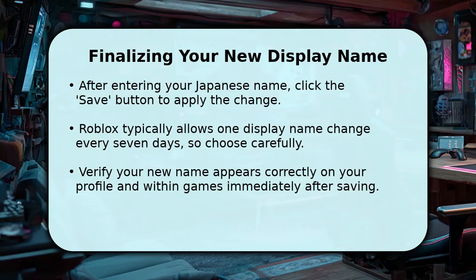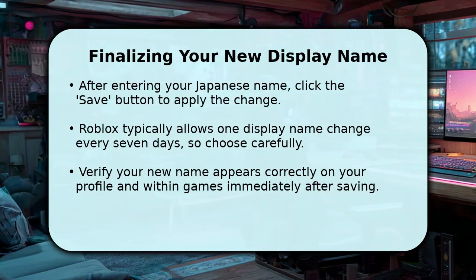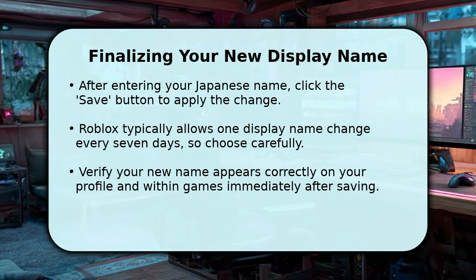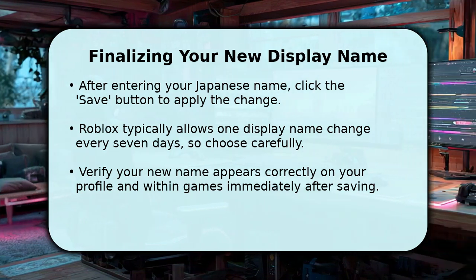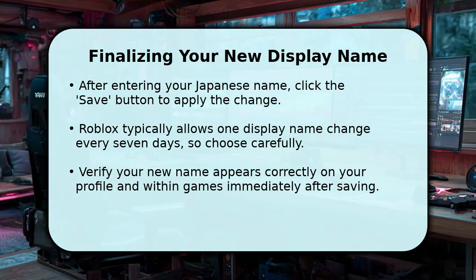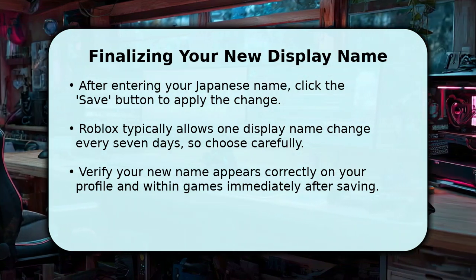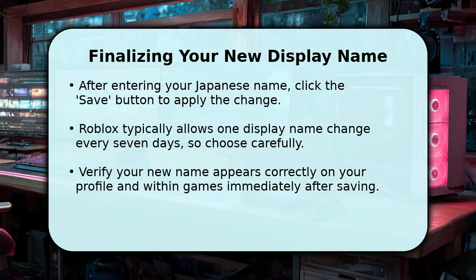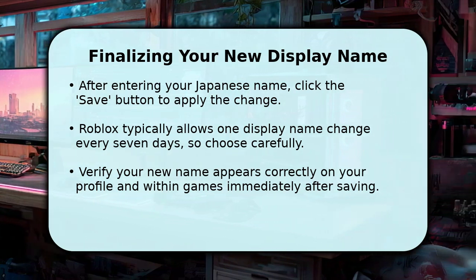With your new Japanese display name entered, it is time to finalize your choice. Simply click the Save button, which is usually located below the input field. Please note, Roblox generally enforces a cooldown period of 7 days between display name changes, so ensure your selection is correct. Immediately check your profile or join a game to confirm that your beautiful new Japanese name is displayed as intended and fully active.